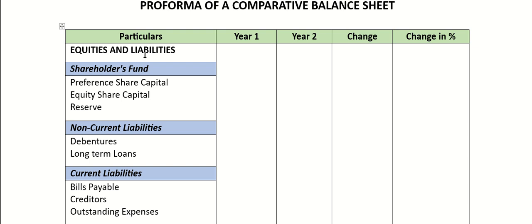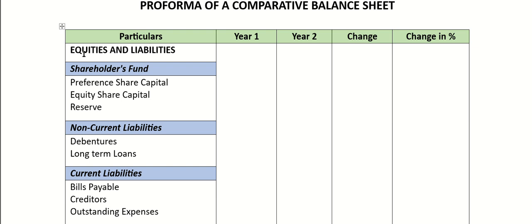Just see what they are given. Don't worry about the elements. The same elements we have seen in the old format are repeated here, but the way we have written this column is changed. Now we have the liability side here. When we wrote just liabilities in the old format, it is written equities and liabilities in the new format. That's just a change.